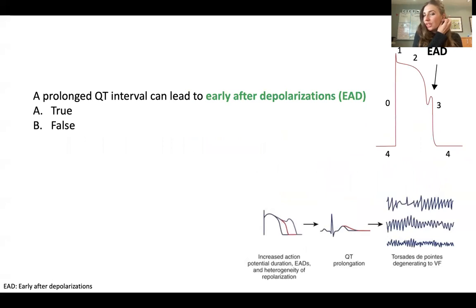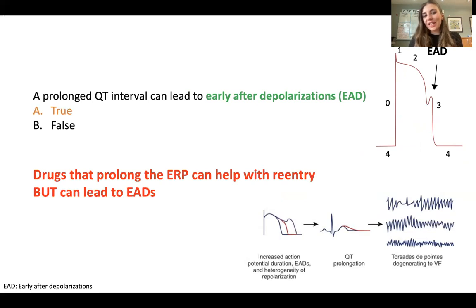A prolonged QT interval can lead to early after depolarizations. True. The important thing to understand here, though, is that even though we can use drugs that prolong the effective refractory period to help extinguish that reentry mechanism, as I showed you a couple slides ago, this is why they could lead to early after depolarizations. This is why these agents are considered pro-arrhythmic, because even though they stop one mechanism, they can originate another one.